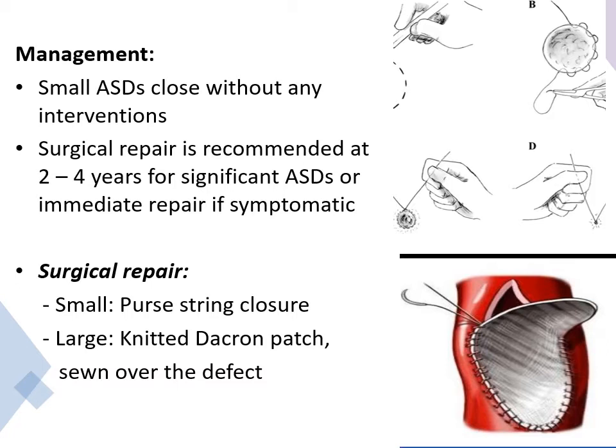For surgical repair, for small openings or small defects, purse string closure is done, and for large defects, a knitted Dacron patch is sewn over the defect. Here in this picture, you can see this is the small purse string closure, like closing a purse, and for large defects, they put a knitted Dacron patch over the defect. So basically, surgical management is done for atrial septal defect.